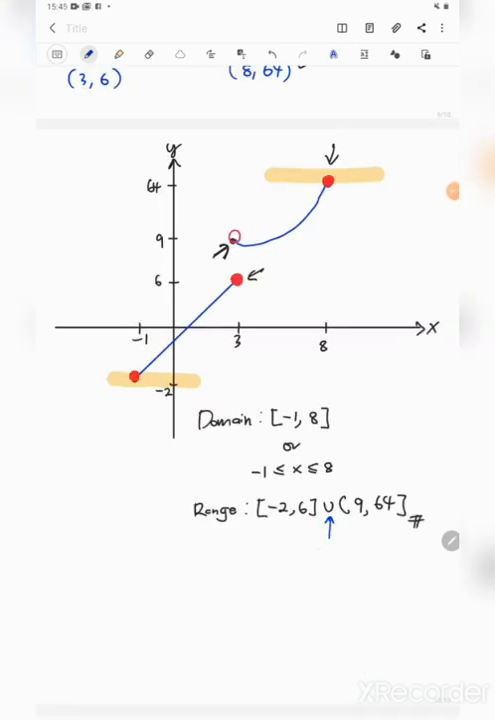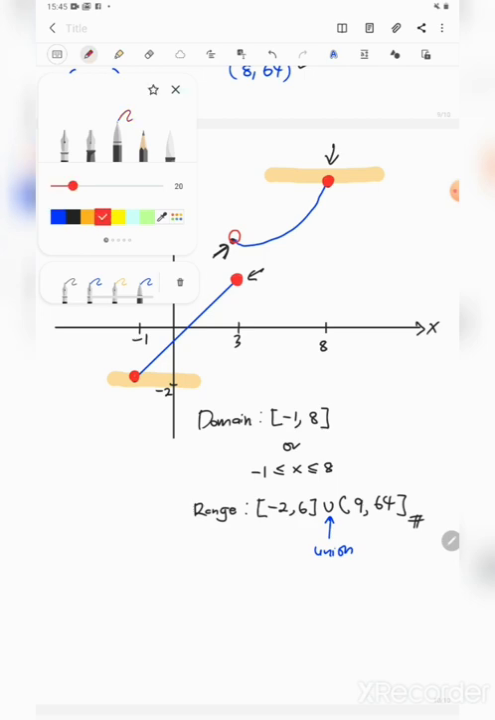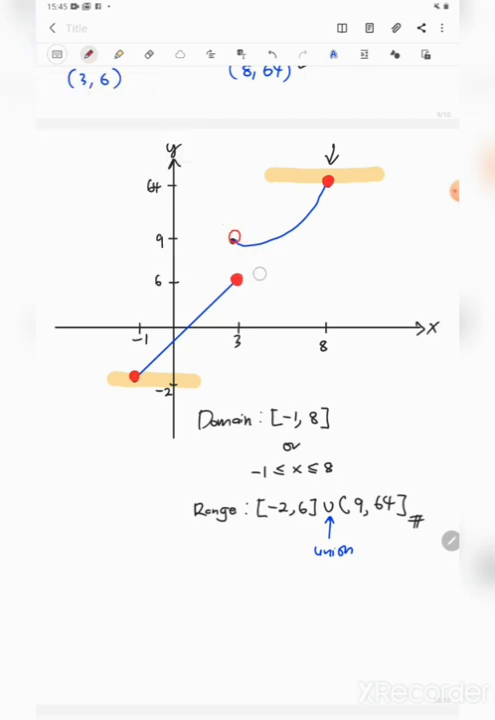Why do we have union? This is the union sign. Why do we have to write separately? Because if you can see for the range, we have a gap between the first graph and the second graph, which we cannot combine, so we use union. The graph is not continuous, and it is different from the domain just now.